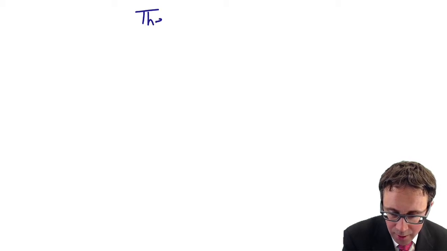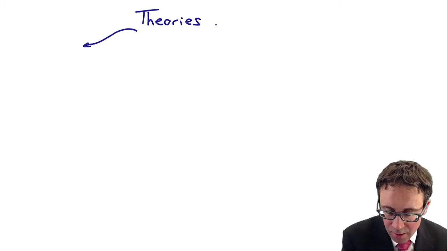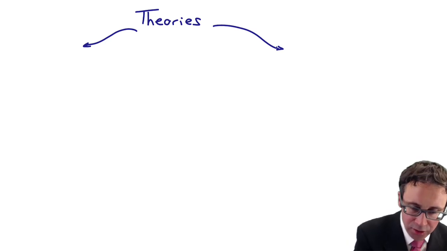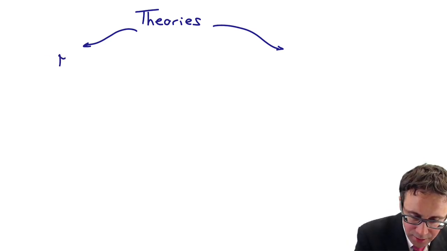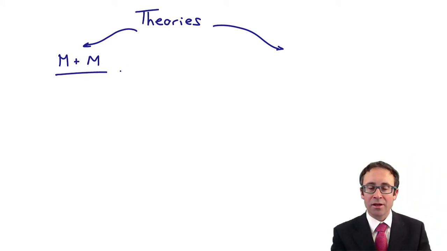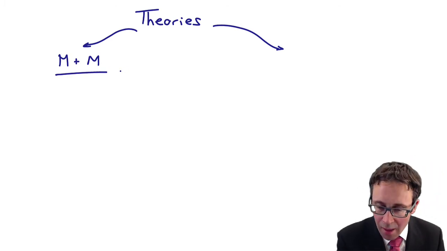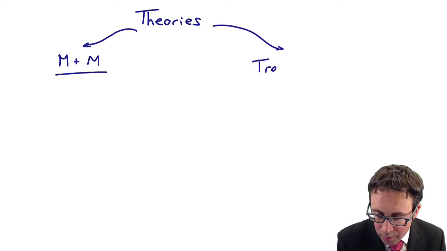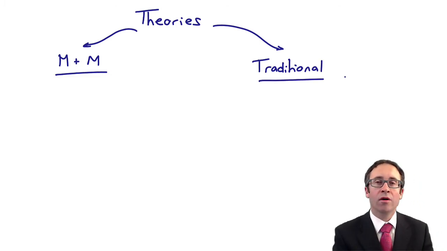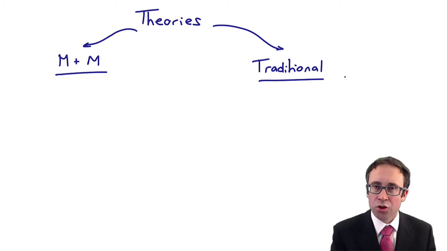So when we're looking at the theories, there are two to behold. What we're going to look at first of all is M&M, so Modigliani and Miller's theory on dividends, and then we'll begin to look at the traditional theory on dividends before we then discuss what level of dividends we should actually pay.